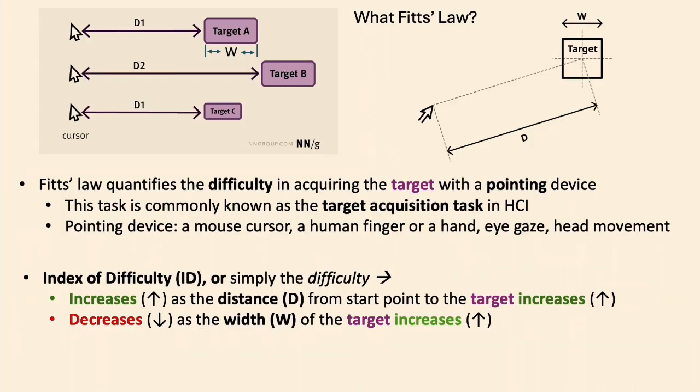Initially, Fitts law was designed for one-dimensional movement, but it can be expanded to two-dimensional movement, even eye-gazing movement or head nod. Any kind of pointing activity can be mapped with Fitts law. That includes me pointing on this display.